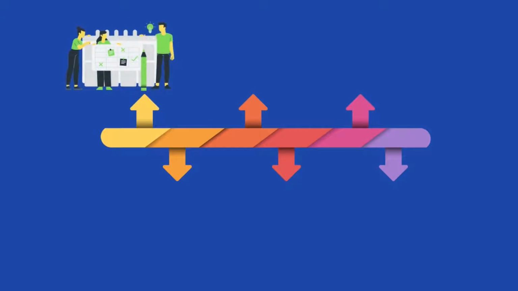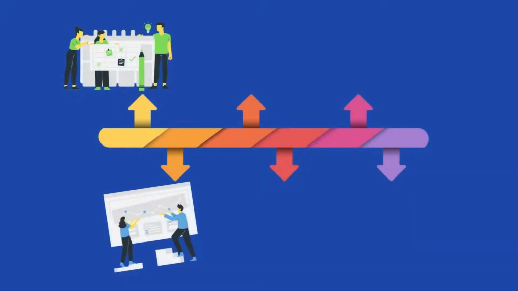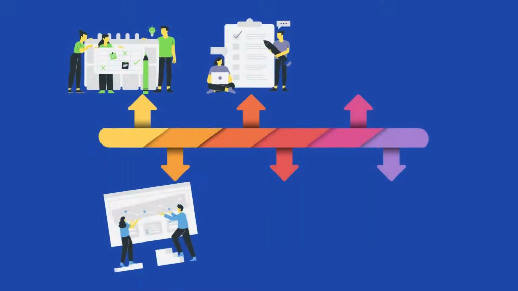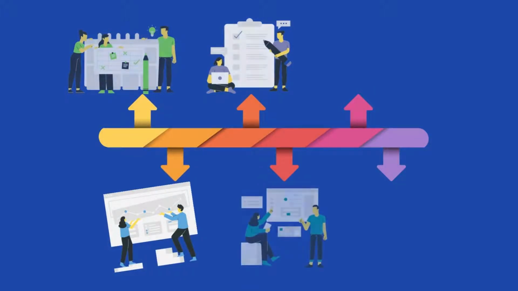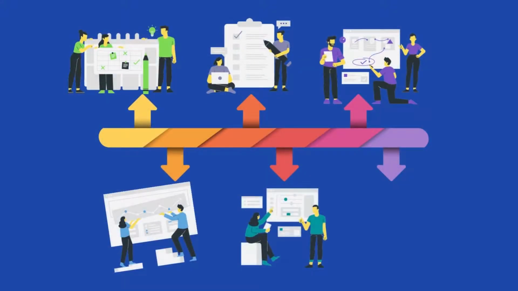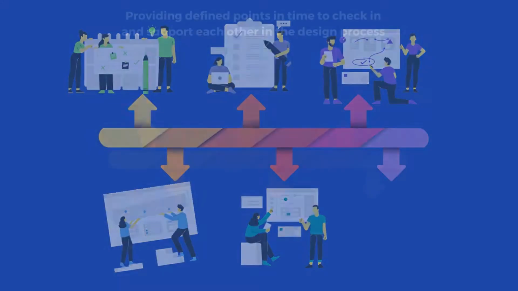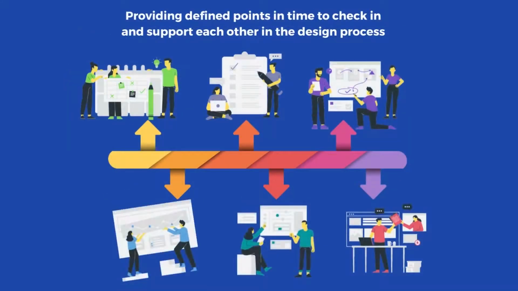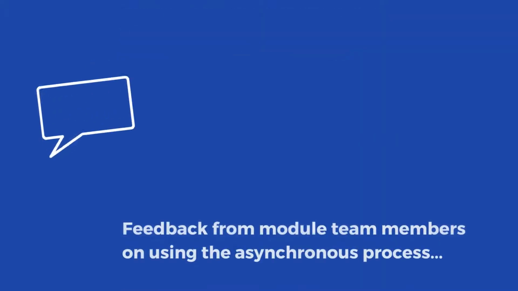Using a flipped approach to design work helps us to develop a context in which design conversations can happen at a pace and time that works well for all. It can help time-poor teams plan and use their time to engage with and develop their thinking about design in an iterative manner. It provides defined points in time to check in and support each other in the design process.